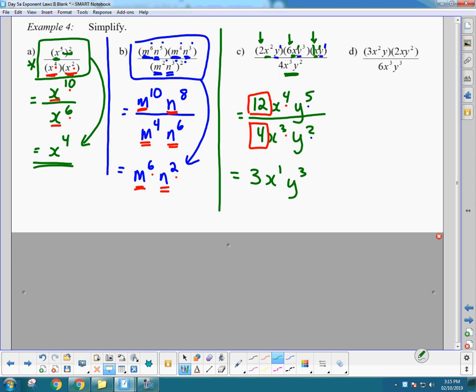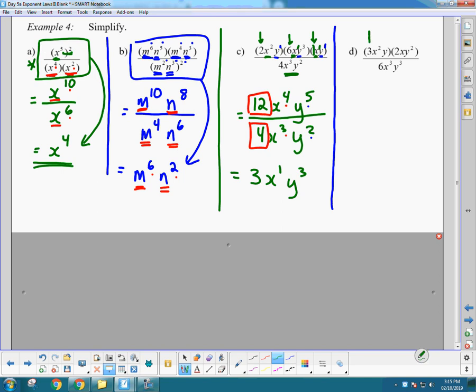So in D, I'll give you a second. Teacher can push pause if they'd like to try D on their own. And when you're ready, we'll push play. Okay, so hopefully you've had a chance to try D. It looks very similar to the first one.